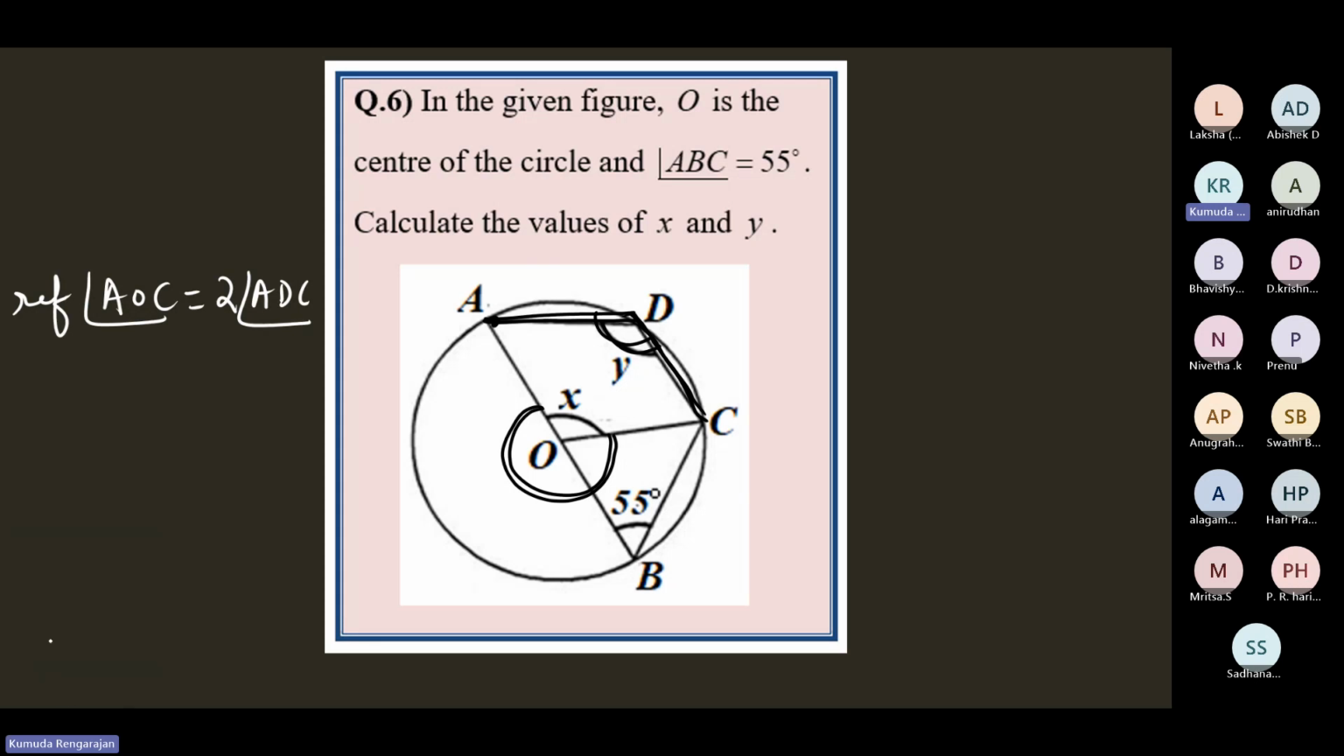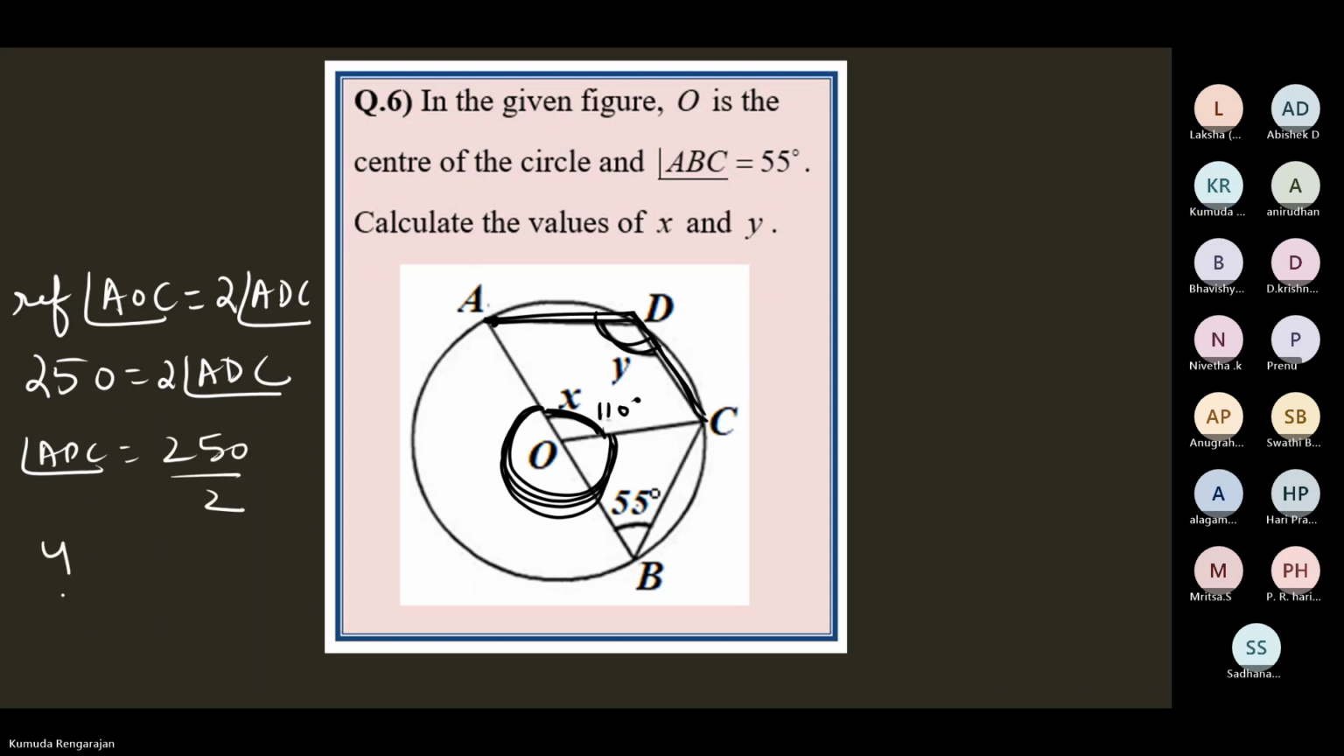So for reflex of AOC, X is 110, right? We found X is 110. So the reflex angle AOC is 360 minus 110, 250 degrees. Write it under reflex of AOC. This is the result by the theorem. So below reflex of AOC, write 250 is equal to twice angle ADC, which is Y. So angle ADC is equal to 250 by 2. Y is equal to 125 degrees. So we can also find Y like this.